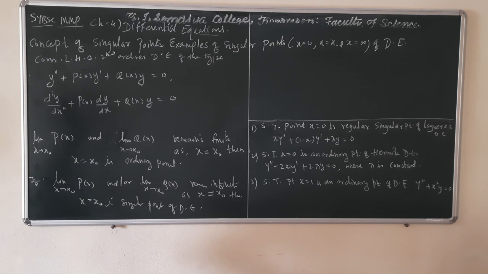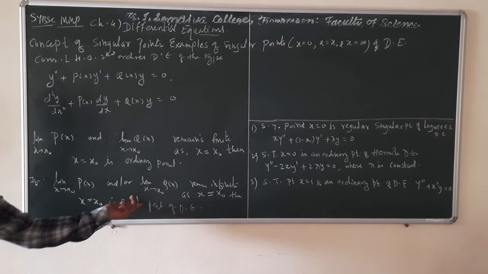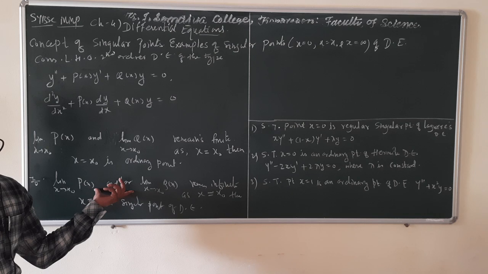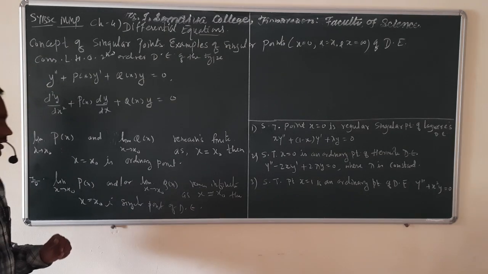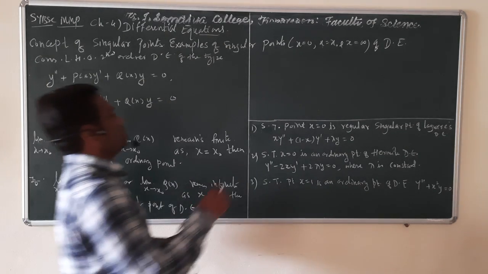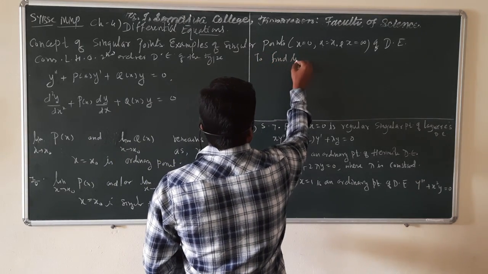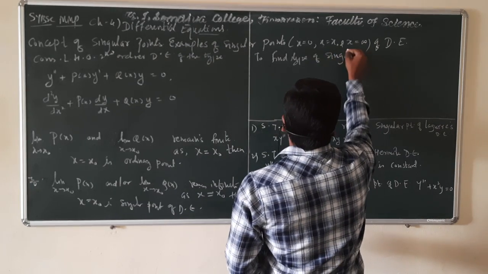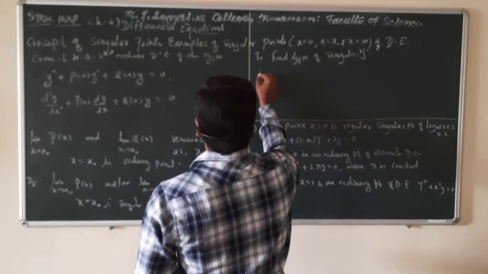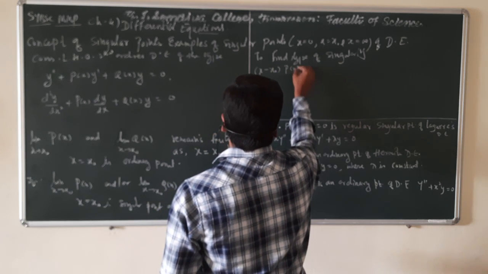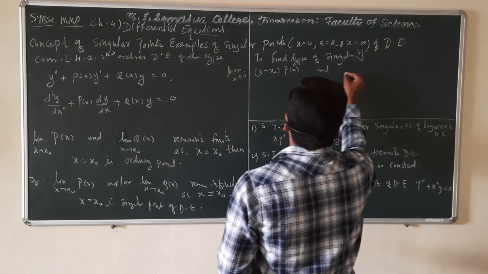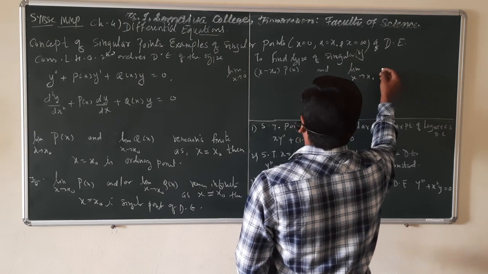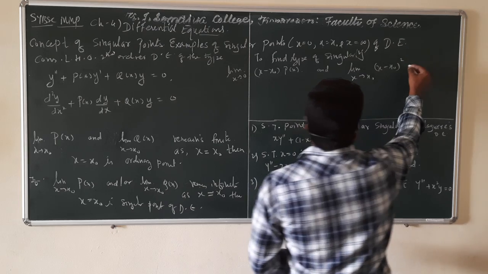Now how do we find the type of singularity of the given differential equation? There are two types of singularity. We know that if one of these two limits, or both, become infinite, then such a point is a singular point. To find the type of singularity, we have to take x minus x0 times p of x. We have to take the limit as x tends to x0, and the limit as x tends to x0 of x minus x0 whole square times q of x.